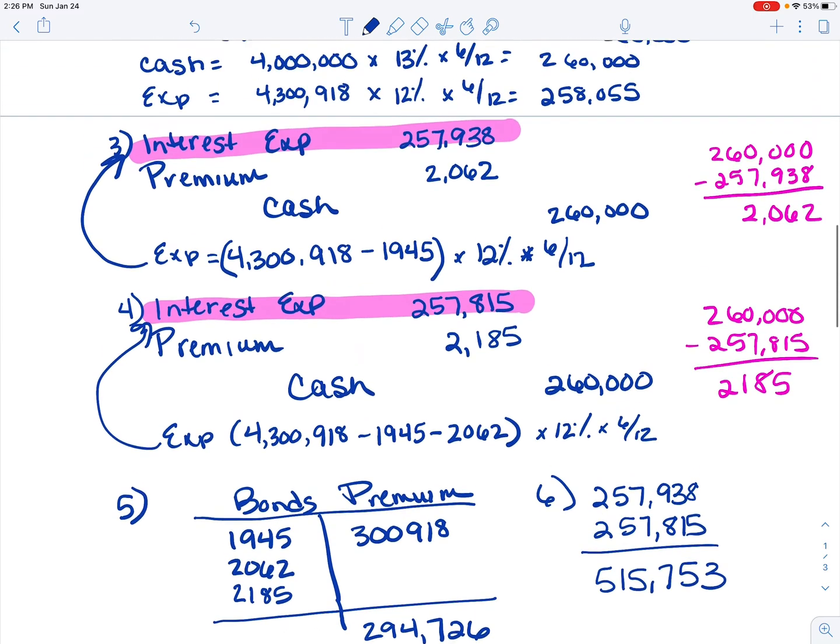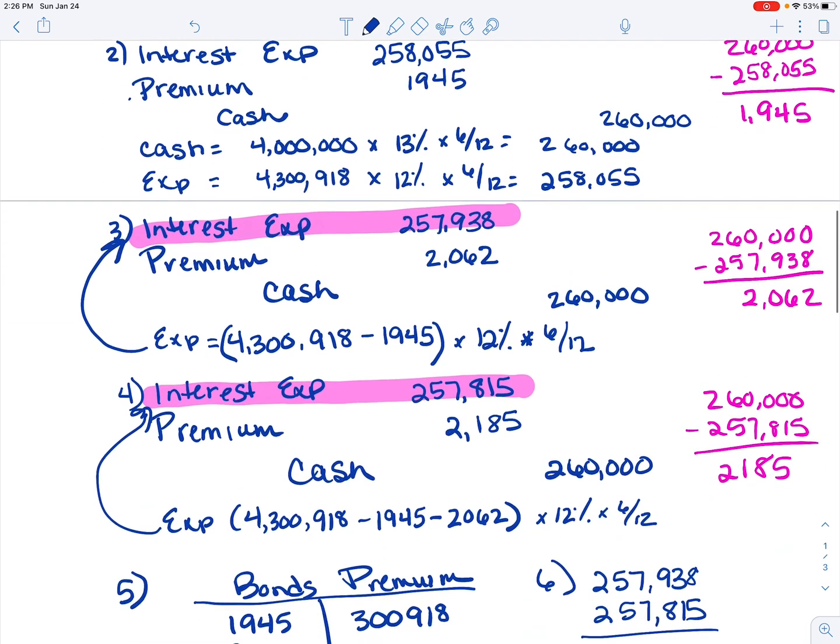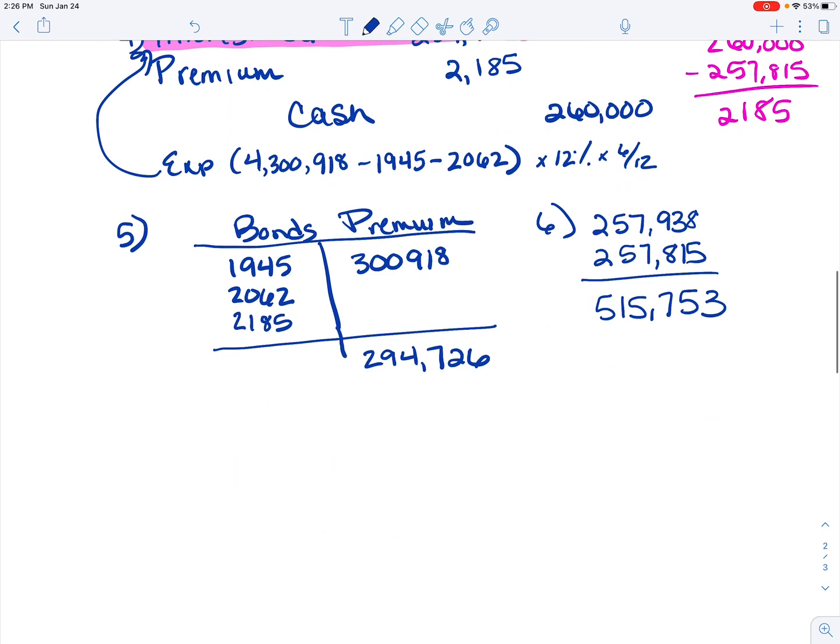Add those two up and you get 515,753. And the last thing that they want to know, what is the total cost of borrowing this $4 million? So this is one good thing that, if you ever go into bonds, they really want to analyze to see if it's worth borrowing that $4 million. So let's look at that last piece. Let's figure out how much this is going to cost me.